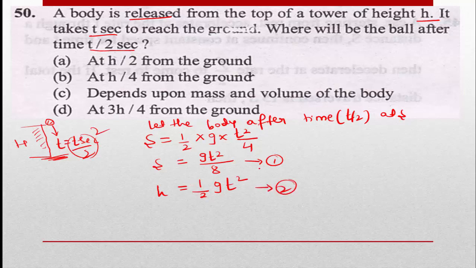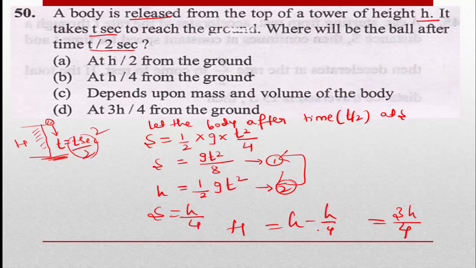When we eliminate t from equations 1 and 2, we get s equal to h divided by 4, since 8 by 2 is 4. Therefore, the height from the ground is h minus h by 4. 4h minus h is 3h, so 3h divided by 4. Therefore, option D is the right answer: the ball is at 3h divided by 4 from the ground.